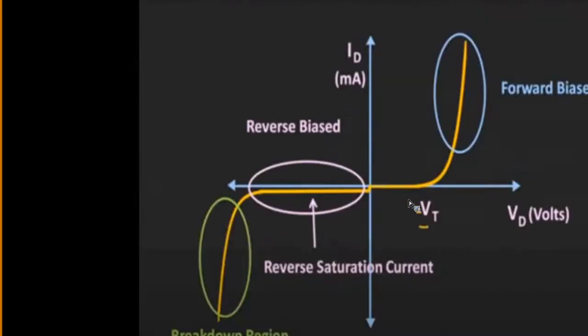Okay, I'm just recalling the PN junction diode VI characteristics. Now this is the VI characteristics of PN junction diode. You are already aware of this.